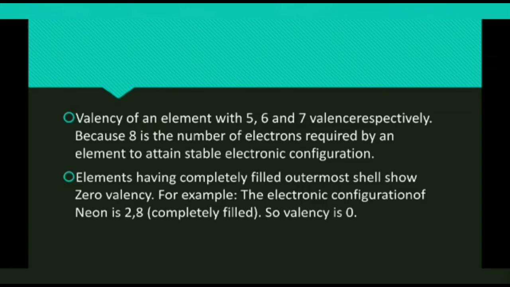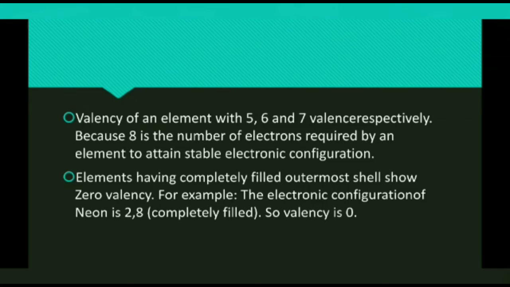Okay, because in the second shell, how many electrons are present? 8. Okay, so with 5, 6, 7, 8 electrons, we can calculate 8 minus 5. Therefore, valency 3. Okay, with 6 it means 8 minus 6, valency 2. With 7 it means 8 minus 7 equals 1. Therefore, valency 1. Okay, if 8, then 8 minus 8, valency is equal to 0. Therefore, if the valence electrons present in the outermost shell are 8, that means 0 valency.